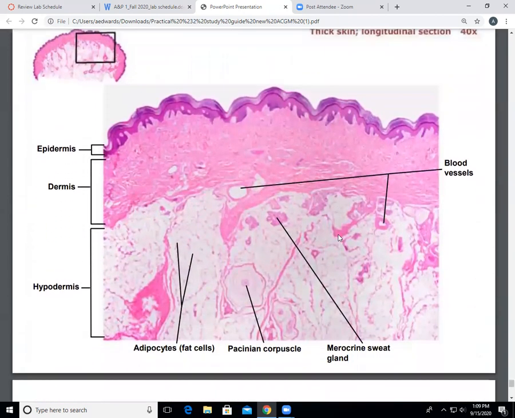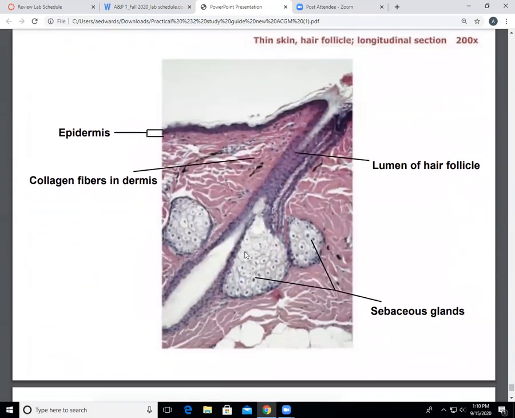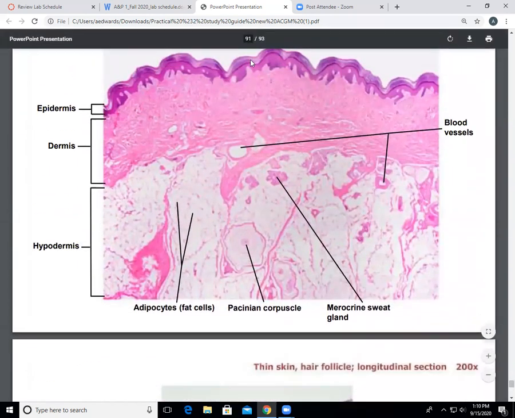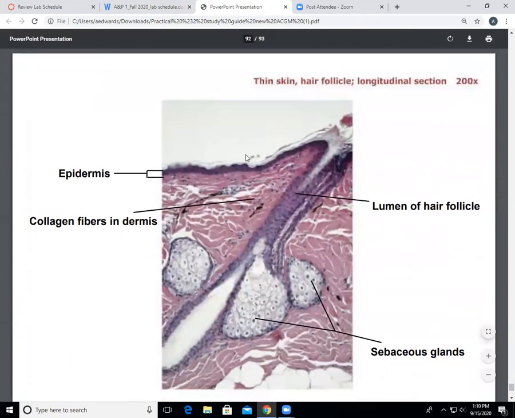All right, thick skin, again, another view of thick skin. You got your epidermis, your dermis. You see some blood vessels. You got a large hypodermis. Okay, here's thin skin. Okay, in comparison, the epidermis is much thicker than what you see here.